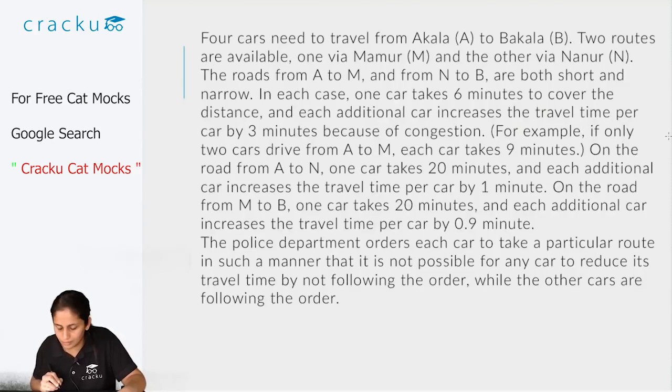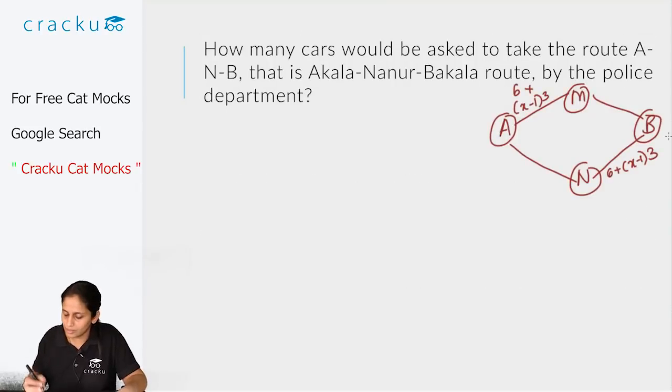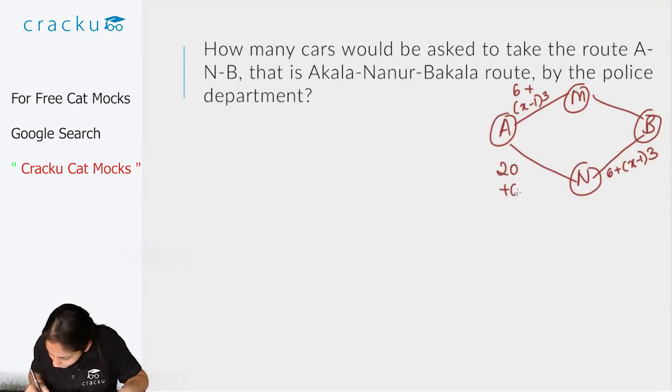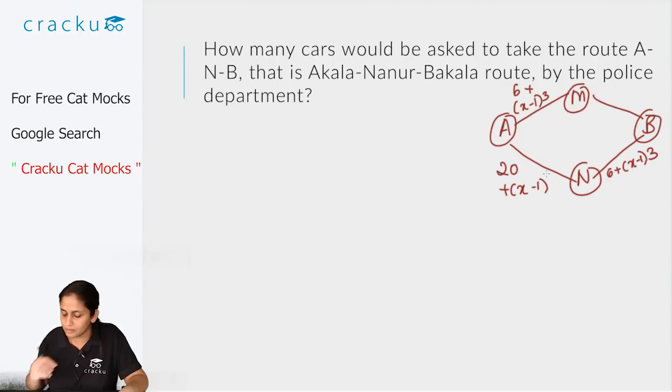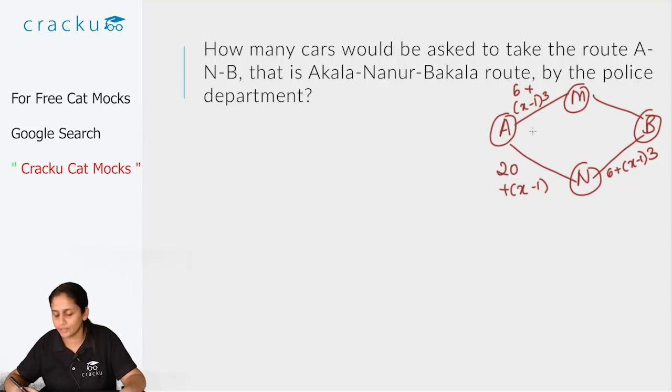Now let's see the first part. On the road from A to N takes 20 minutes and 1 additional minute per extra car travel. So that is 20 plus X minus 1 times 1. So just X minus 1. So we'll say that if X cars travel from A to N, the time taken by each of them will be 20 plus X minus 1.